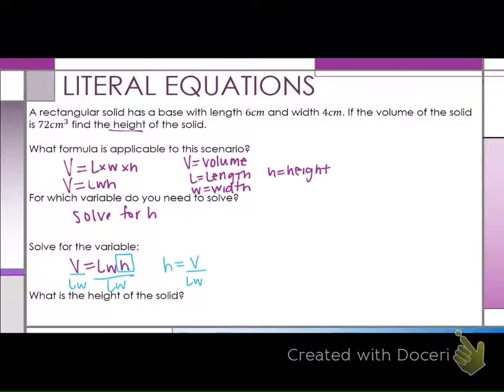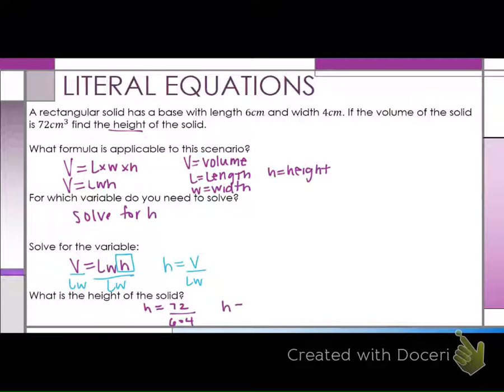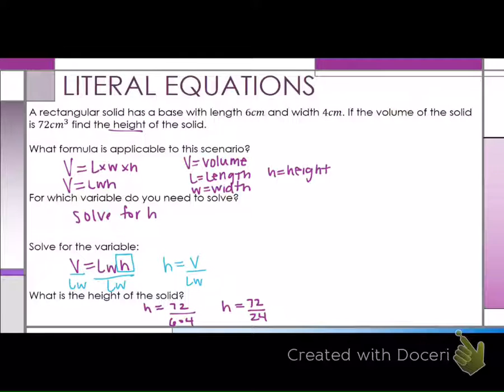So now we can plug into our formula that we just got. We got our volume is 72. Our length and our width are 6 and 4. We have to multiply 6 times 4 first. So what is 6 times 4? 24. So what's 72 divided by 24? Is it 3? I think so. Yeah. And it would be centimeters. All right, so go ahead.